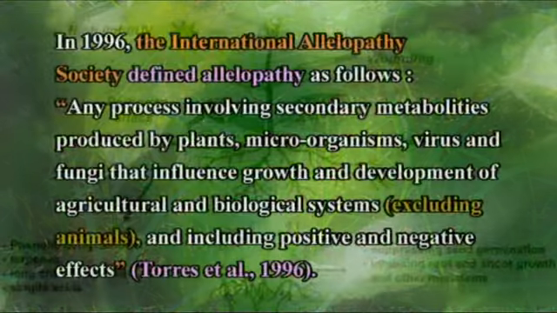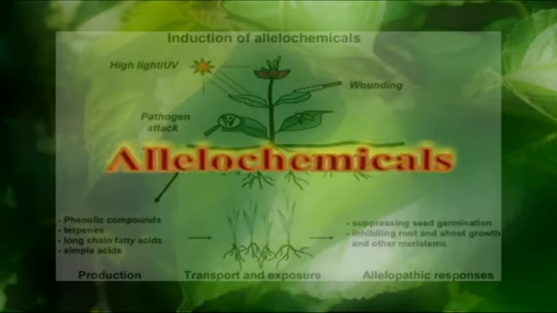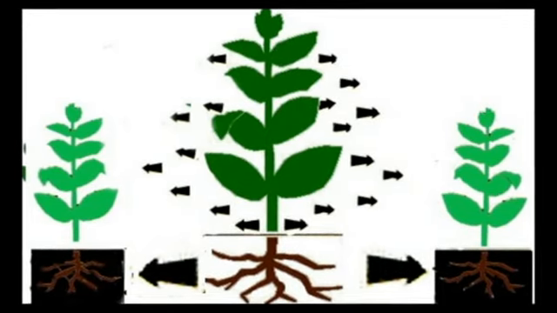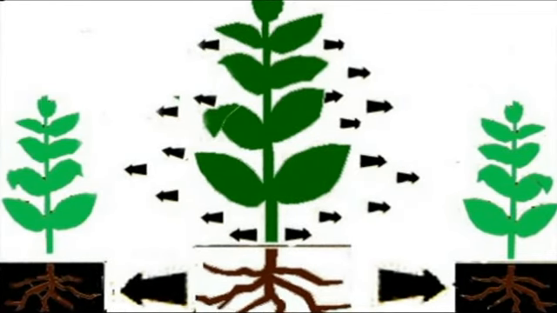In 1996, the International Allelopathy Society defined allelopathy as follows: any process involving secondary metabolites produced by plants, microorganisms, viruses and fungi that influence growth and development of agricultural and biological systems, excluding animals and including positive and negative effects, and it was given by Torres et al. 1996. Allelochemicals. Chemicals released from plants and imposing allelopathic influences are termed allelochemicals or allelochemics.